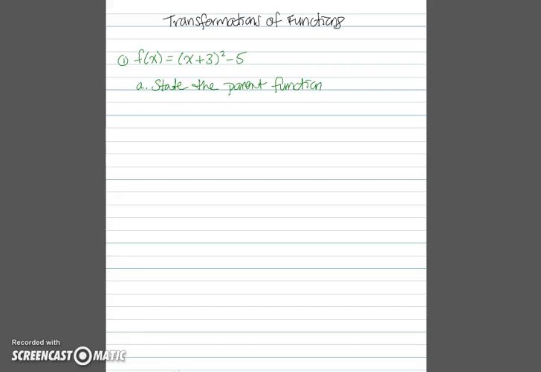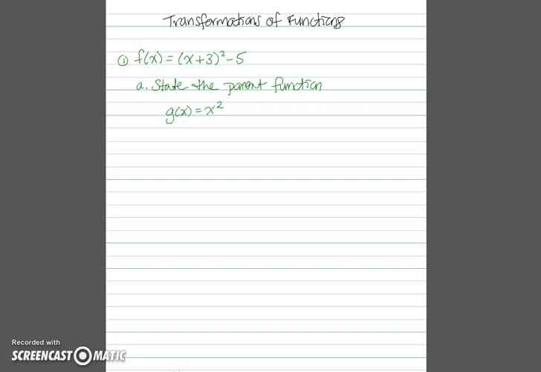In this video, we'll look at how to apply our knowledge about transformations of functions. So here we have an example of a function, f of x equals (x plus 3) squared minus 5. The first thing we want to do is state the parent function, which means you're going to look at the function that you have and think about the overall thing that's happening to this function. So you see that something is being squared, and that's going to tell us that our parent function, which we'll call g of x, is equal to x squared.